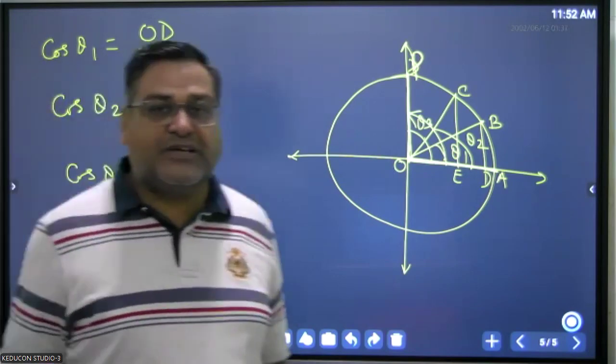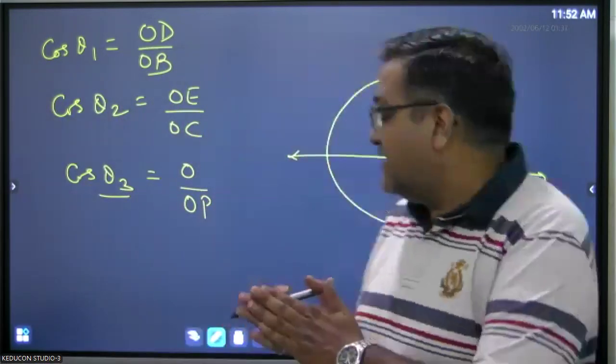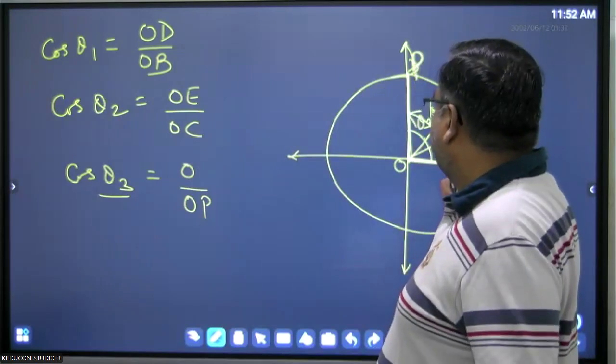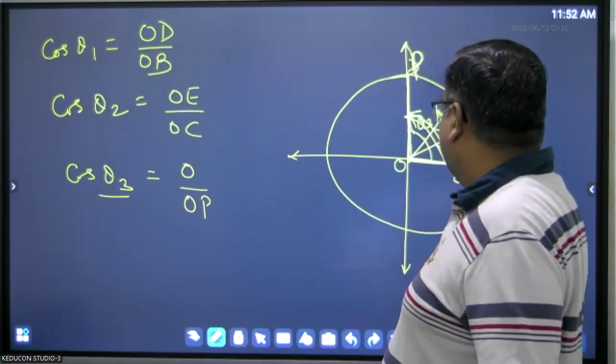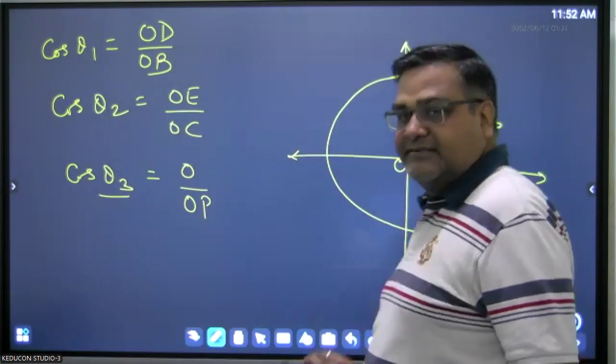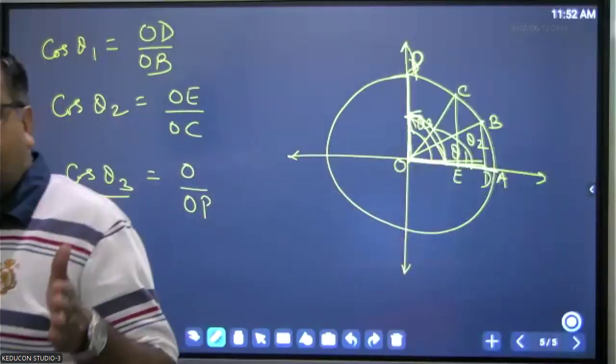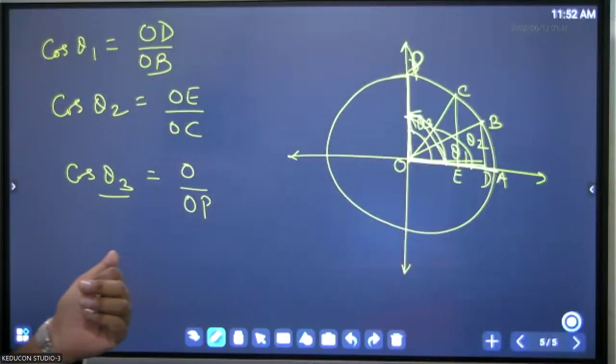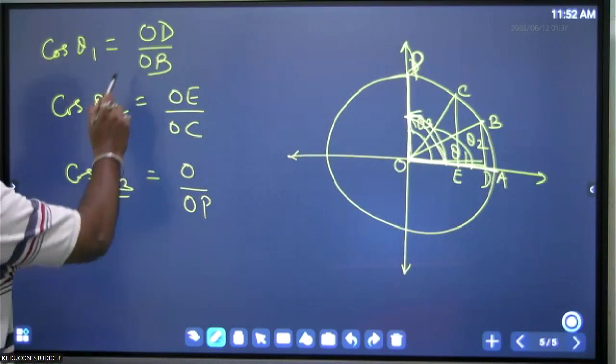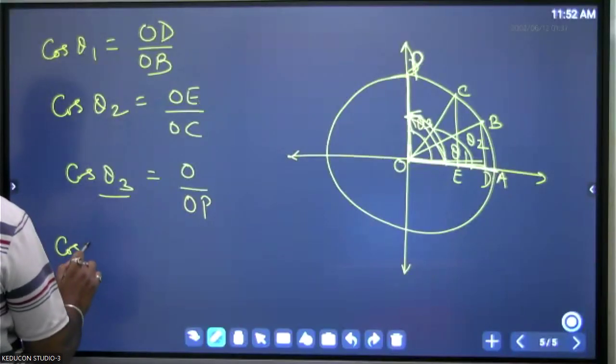Now what you can observe is, as this angle is increasing, the length of the base is decreasing. As the angle is increasing, the length of the base is decreasing. Therefore, the value of cos theta is decreasing.